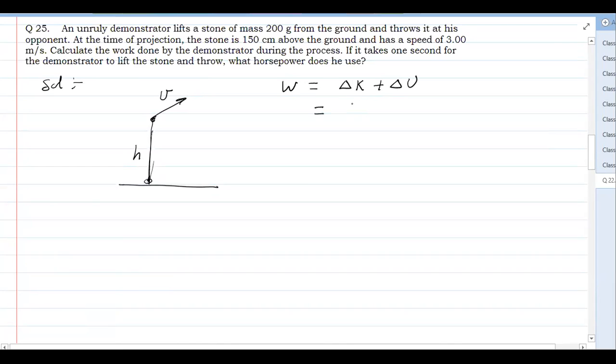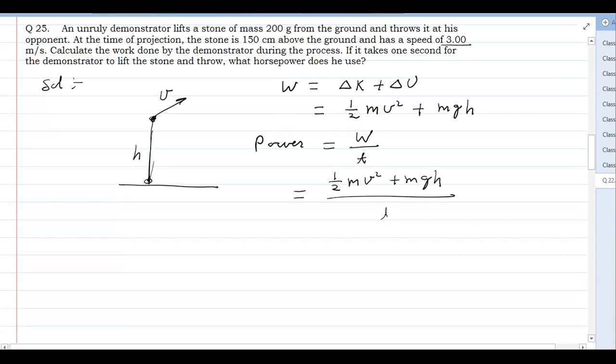So how much is the change of kinetic energy? Half mv square, with whatever velocity is required, the 3 meter per second. And the change of potential energy, mgh. So this is the total work done on the object by the demonstrator. Now if we divide this work by time, we are going to get the power. The power given by the demonstrator will be equal to W by t, so half mv square plus mgh divided by time. This is what we have to do.